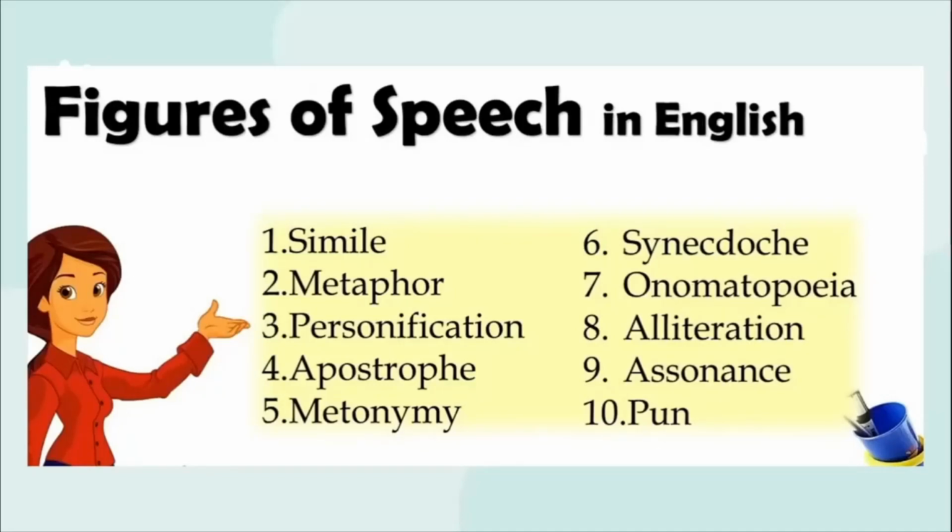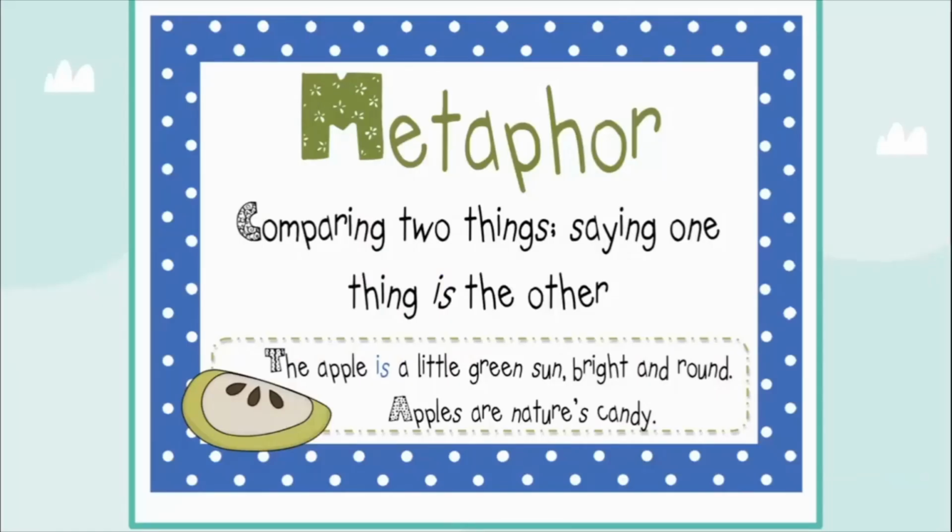So you have simile, metaphor, personification, apostrophe, metonymy, we have synecdoche, we have onomatopoeia, we have alliteration, assonance and pun. There are many more also, but at the school level, we learn all these. And today we will talk about metaphor, and we will talk about personification. So come on, let's go without wasting time directly to our first point over here.